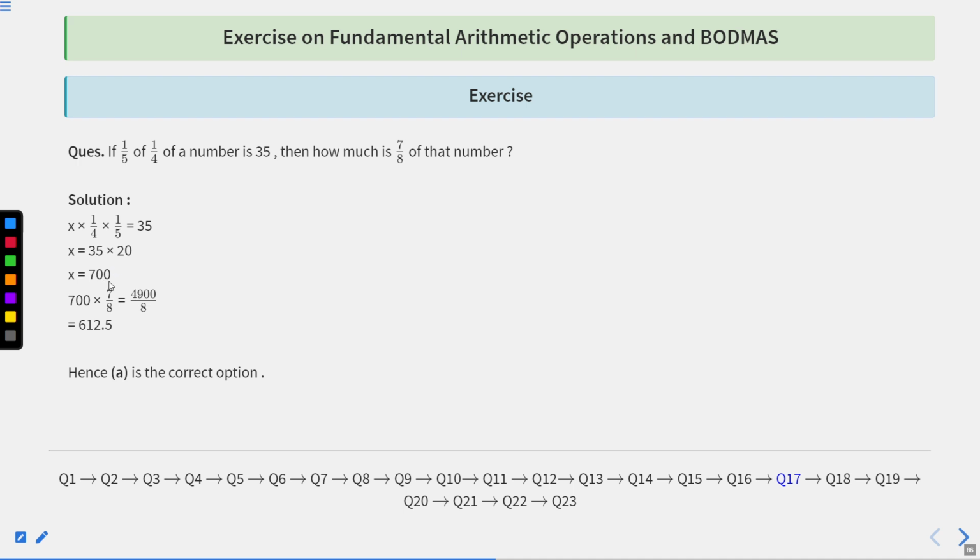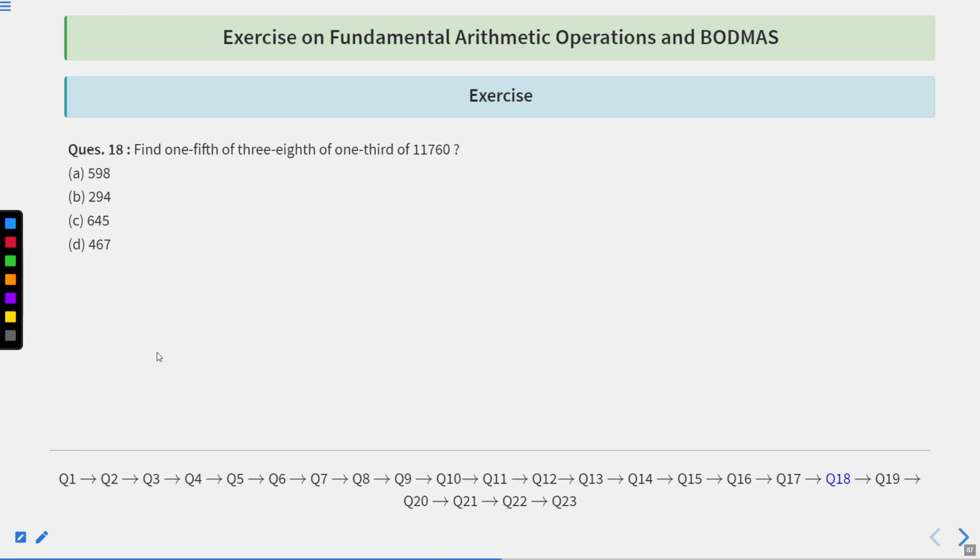So x is equal to 700, and we have to find how much is 7 upon 8 of that number. So x of 7 upon 8, that is 700 into 7 upon 8, is equal to 4900 upon 8, which is equal to 612.5. The correct option here will be option number A.